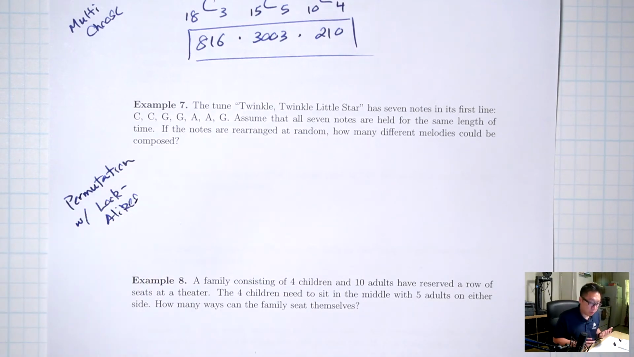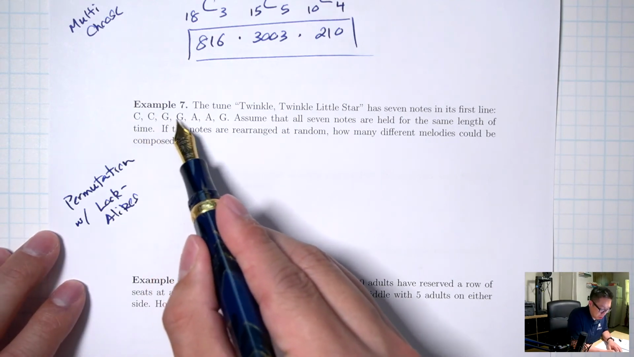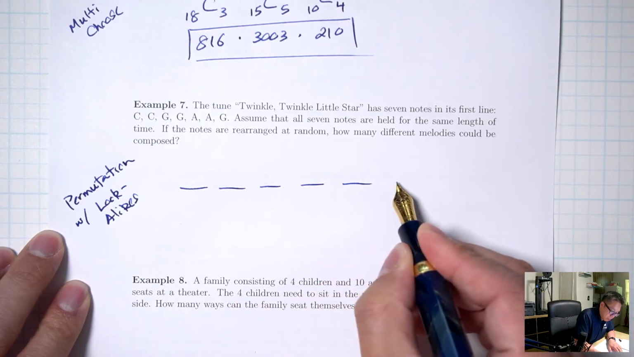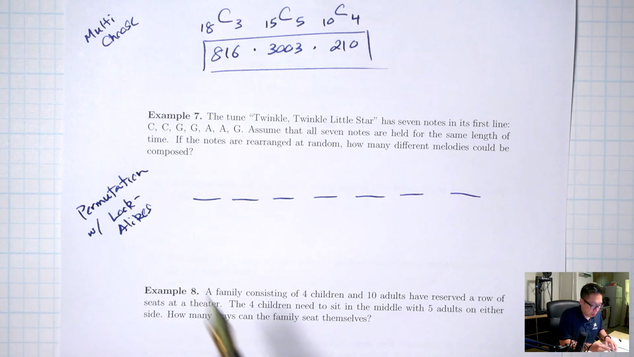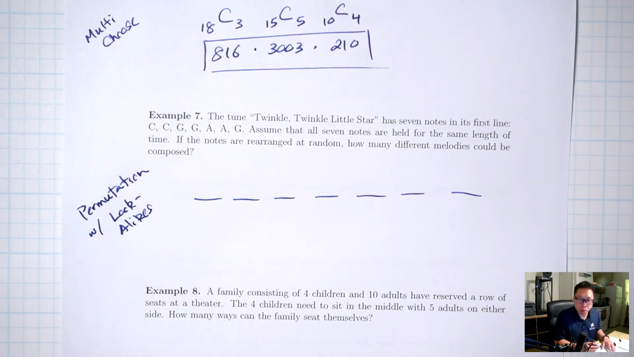All right, so first figure out how many blanks you need. So just count 1, 2, 3, 4, 5, 6, 7. So this is just a rearrangement of C, C, G, G, A, A, G. So it's a rearrangement of a word.